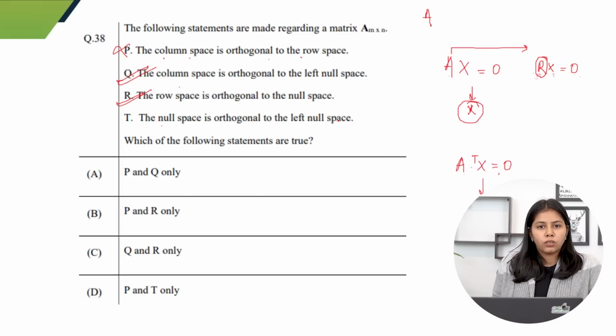Null space is orthogonal to left null space. Again, this is also not true. So which of the statements are true? Q and R. So C is correct.